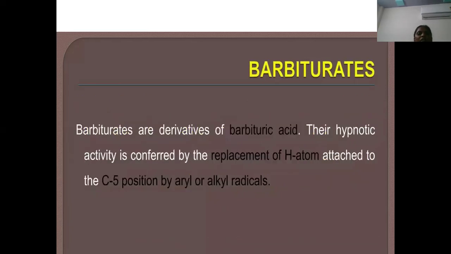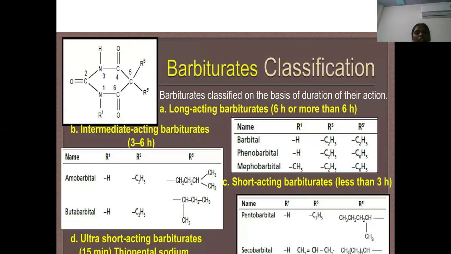Next, barbiturates are the derivatives of barbituric acid. Their hypnotic activity is conferred by the replacement of the hydrogen atom attached to the C5 position by aryl or alkyl radicals. Next, this is about the classification of barbiturates.